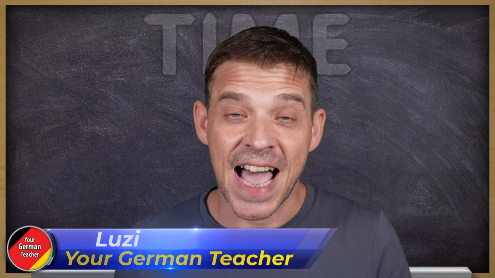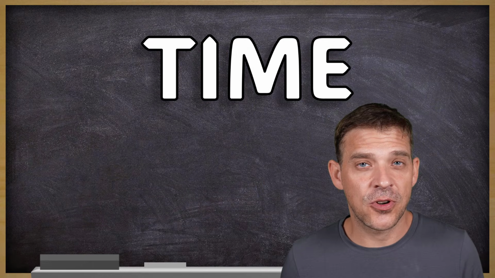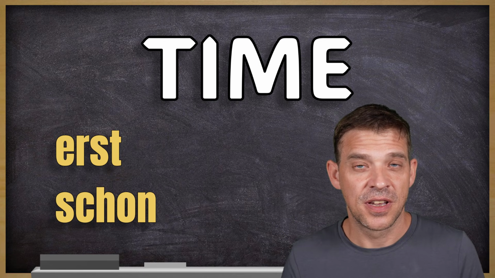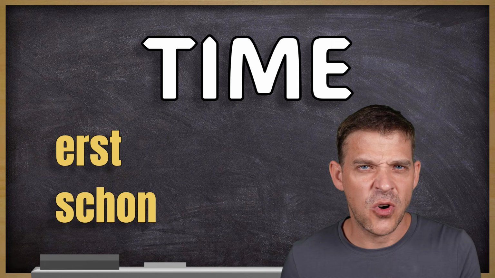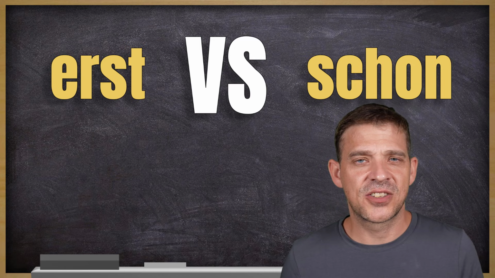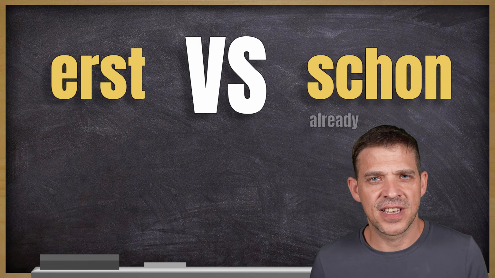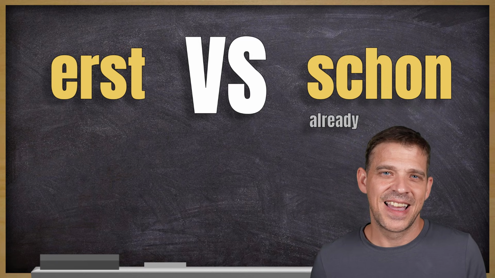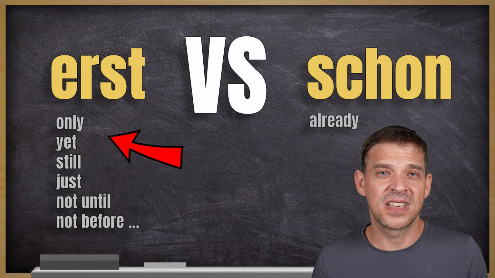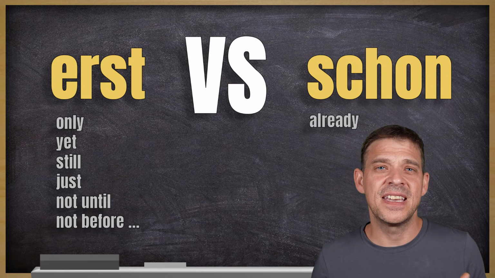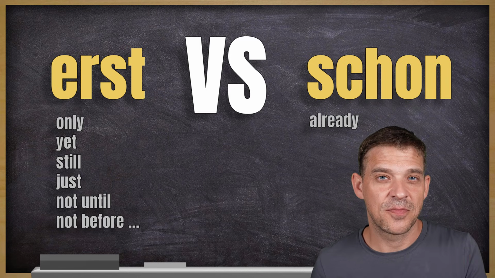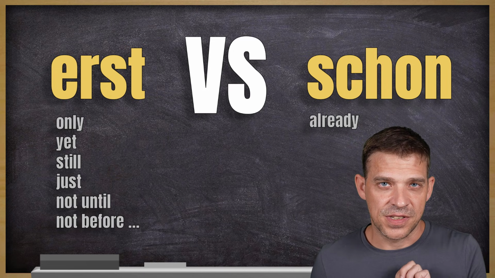Whenever you talk about the time in German, you most probably came across or will come across these two words: erst and schon. Very commonly used small words, but how do you actually use them in sentences? Schon is pretty straightforward, translated in English as already. Erst, on the other hand, as you can see, has tons of translations. The first one, only, is probably the most common and also the easiest one, but it depends on situation, context, and perspective. Important.